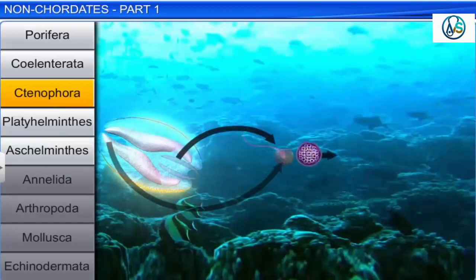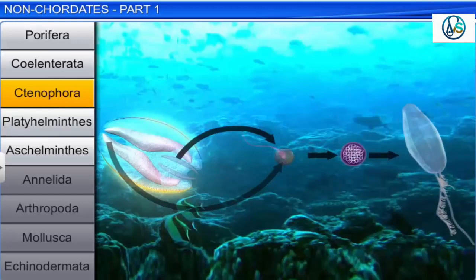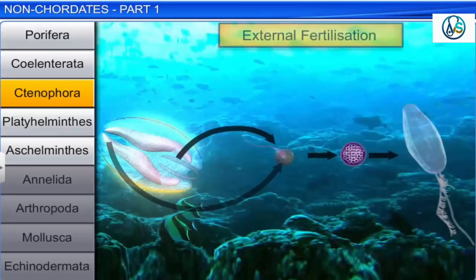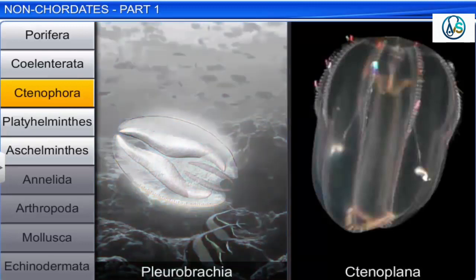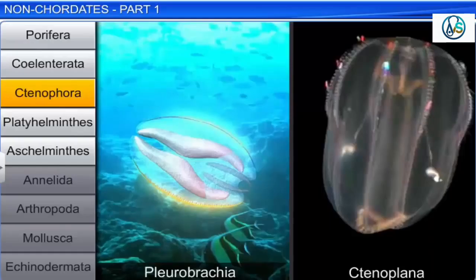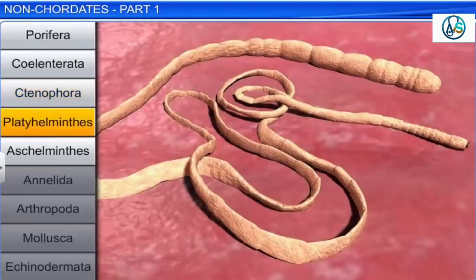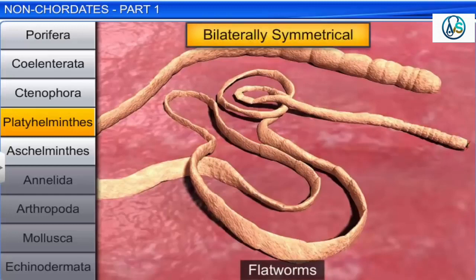Ctenophores are hermaphrodite and exhibit sexual reproduction. In these animals, fertilization is external with indirect development. Pleurobrachia and Ctenoplana are some common ctenophores. The next phylum is Platyhelminthes. These animals have a dorso-ventrally flattened body and are therefore called flatworms. They are bilaterally symmetrical, tripoblastic, acoelomate animals with organ level of organization.